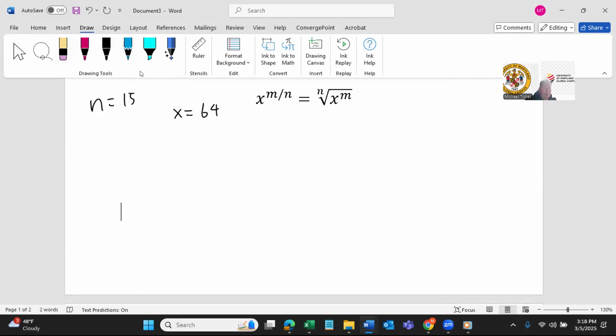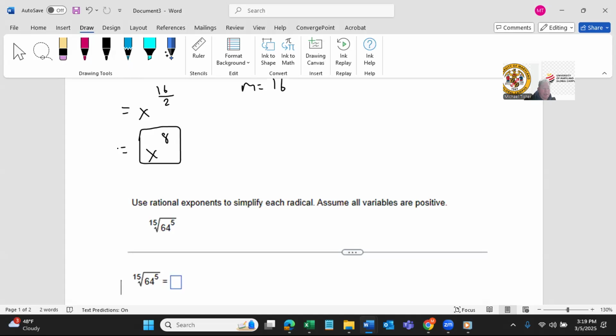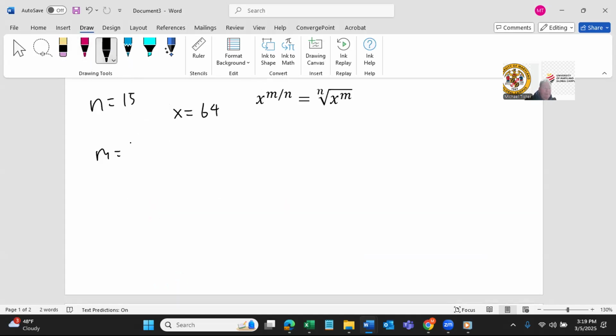Right, let me try this again. So m is equal to, once again, 5. So x to the m over n becomes 64 to the 5 over 15. All right, now we can reduce 5 over 15 to 1 over 3. And if I compare 64 to the 1 over 3, notice here in this case now, m is 1 and n is 3.